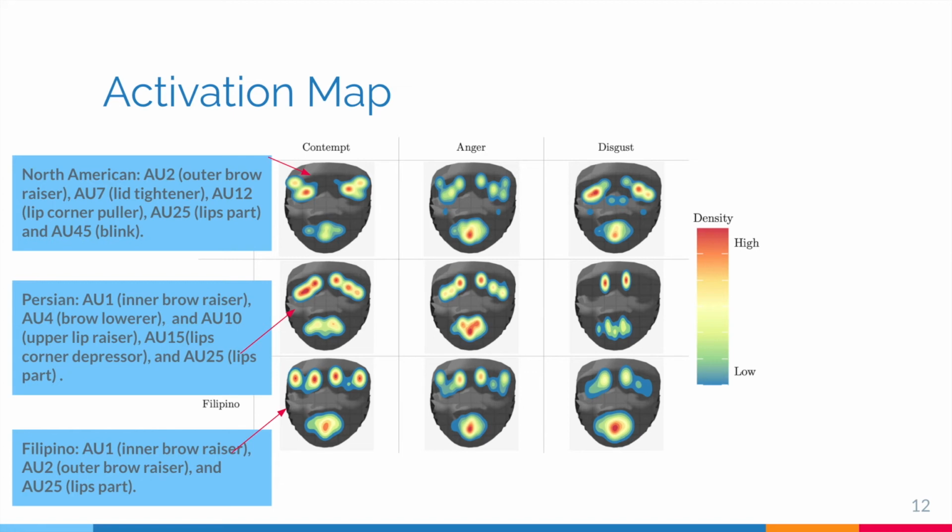Filipino contempt resembled North American and Persian, with similar activation of AU1 and AU2, showing that much of the deviation from prototypical contempt occurs in the eyebrows, as well as the corner of the mouth. Here we can see that contempt looks different cross-culturally.